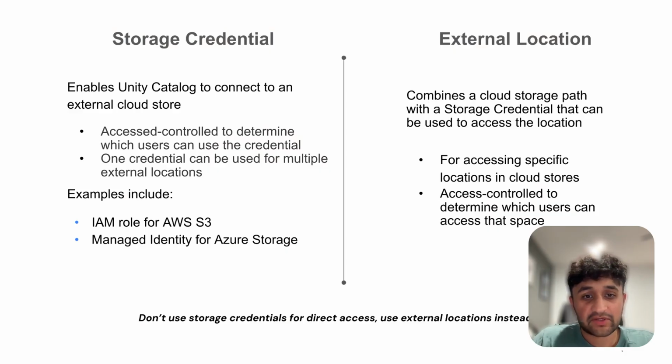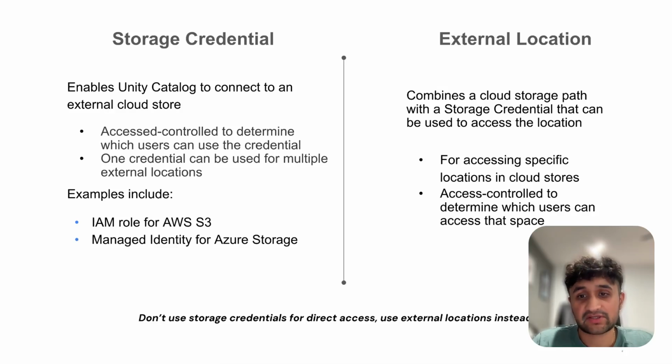In terms of connecting to AWS S3 or any cloud storage, there are two main components in terms of Unity Catalog that we need to set up. The first one is a storage credential. A storage credential enables Unity Catalog to connect to an external cloud store. It is access controlled to determine which users can use the storage credential, and you can use one credential for multiple external locations. Some examples include an IAM role for AWS S3, and for Azure, it's going to be a managed identity to connect to Azure storage accounts.